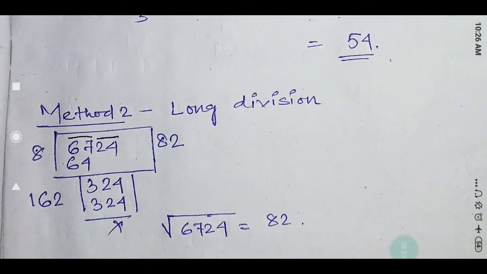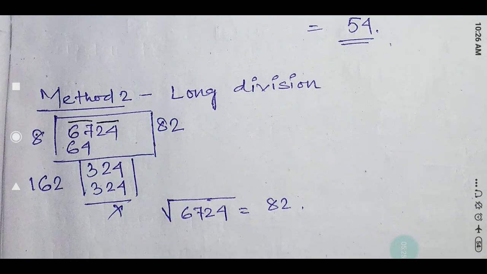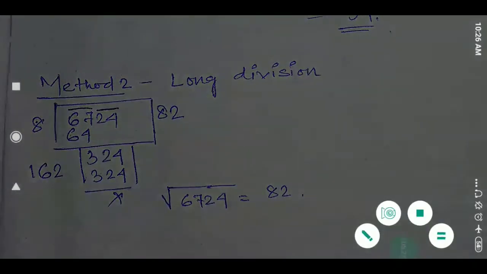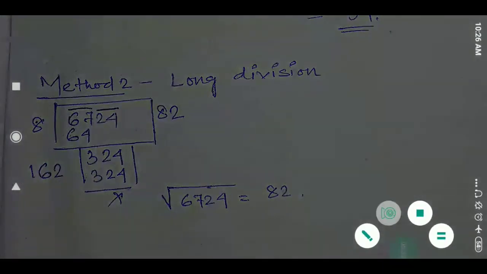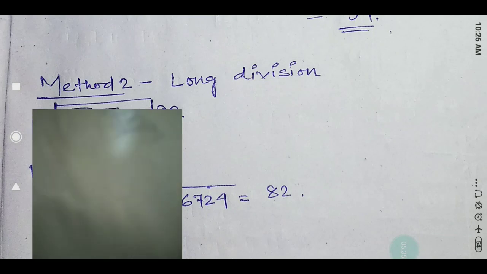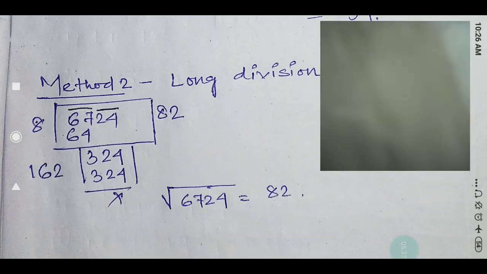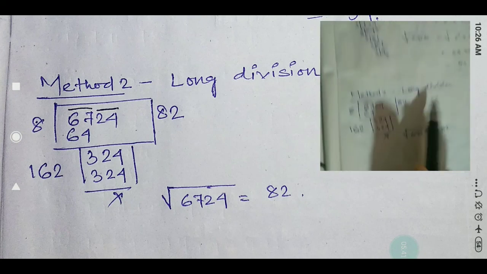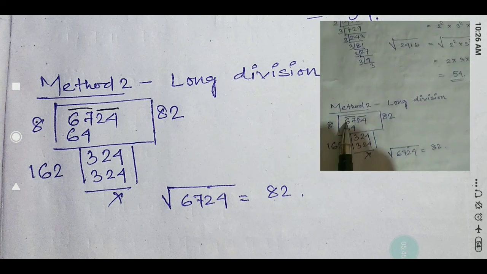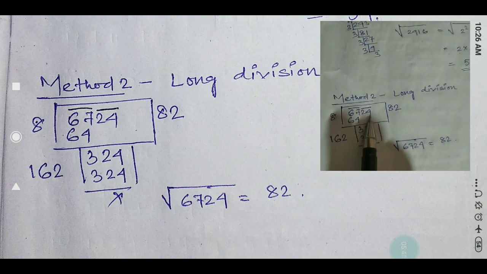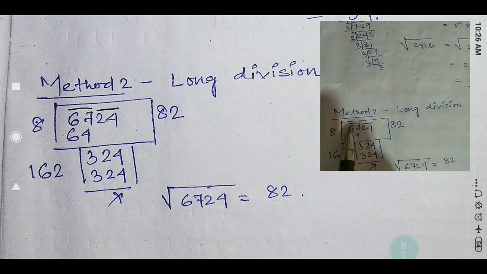And there is another method, the long division method. This one is new for you, so try to understand it first. Okay, so for this one, let me do it. Say this one, long division method. So here it is given 6724. In this there are 4 digits.